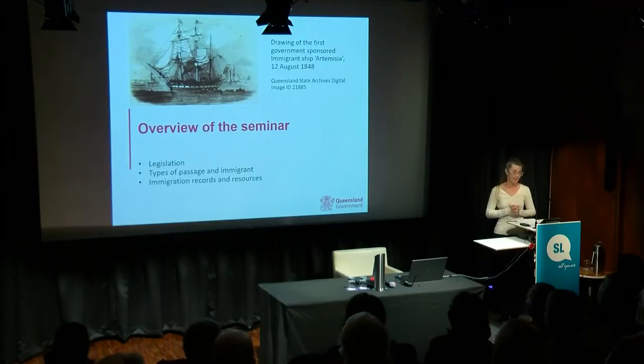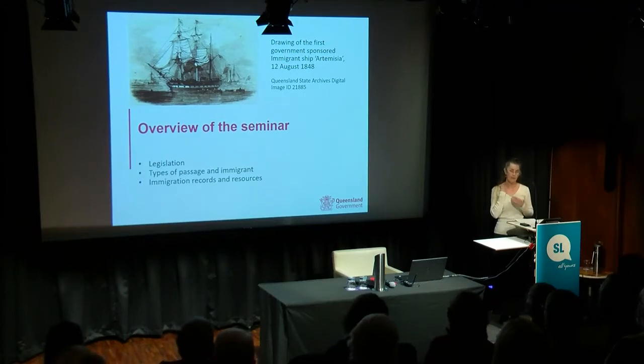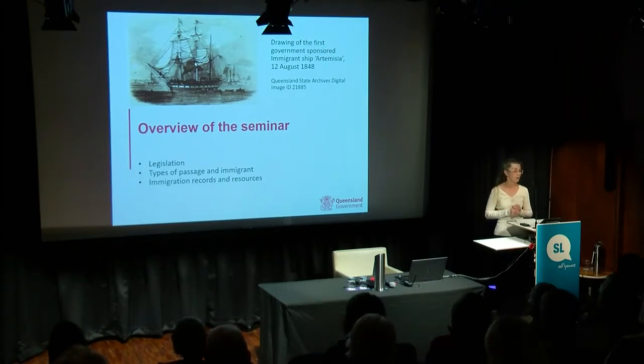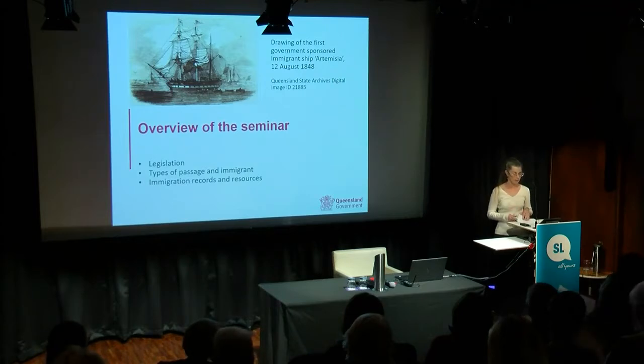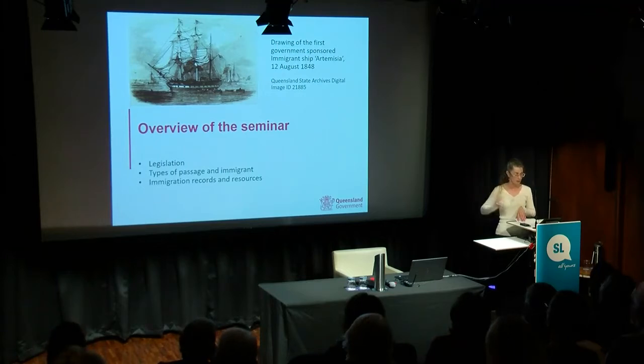So what we're looking at today is immigration, voyages to Queensland, and the different types of legislation and how that affects your research, because the legislation stipulates what sort of records had to be kept. The types of passage, because you could come out as a variety of passages, and some people came out more than once because they kept going home to another land, and the different types of immigrants that arrived. And we'll also have a look at our immigration records and the different resources that we have available at State Archives. Throughout this seminar, you see lovely little pictures from our collection. And this one was the first government-sponsored immigrant ship, the Artemisia, that arrived in 1848.